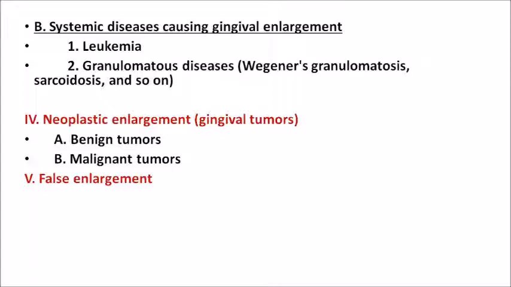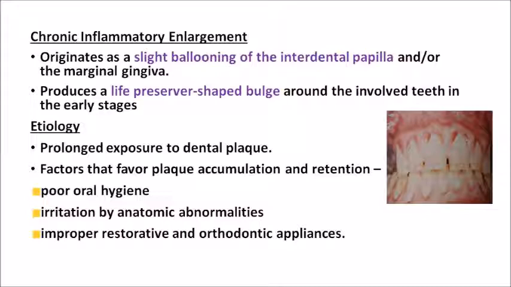The fourth group is gingival enlargement due to neoplastic enlargement, which can be benign tumors or malignant tumors. Fifth group is false enlargement. It is not due to a true enlargement of the gingiva, but is due to the enlargement of the underlying bony structure or something, and it presents as a gingival enlargement. So let us see the details of each type of gingival enlargement.